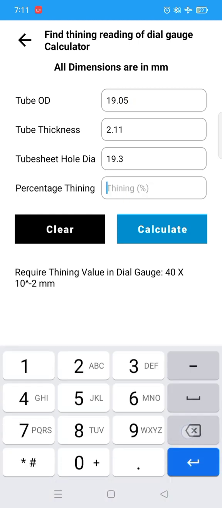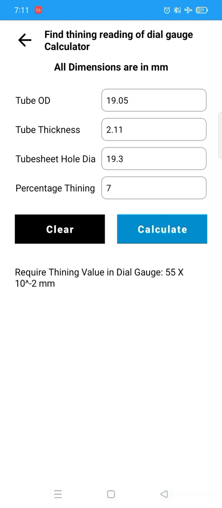If the maximum limit is 7% for tube expansion, let's enter 7%. The maximum dial gauge reading required is 55 into 10 to the minus 2 mm.